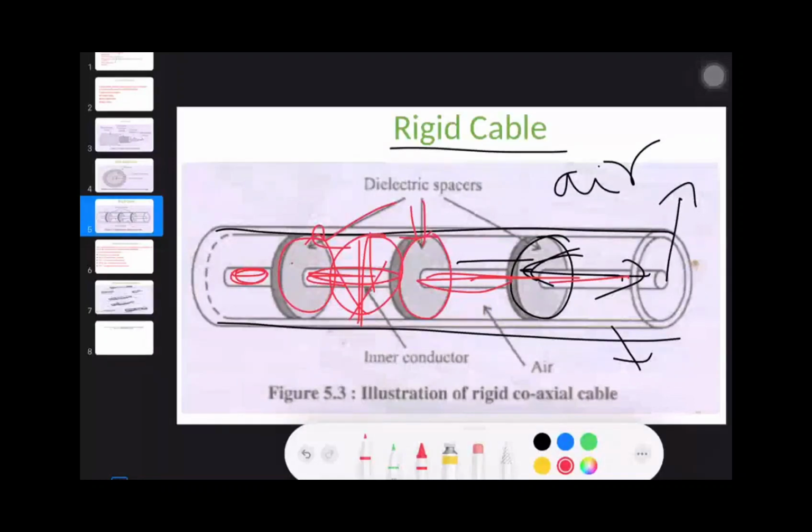So a rigid type of cable consists of the inner conductor and the outer conductor, and inside the cable there are dielectric spaces placed at equal distances, and the gaps between these spaces are filled with air. Whenever it is filled with air, it gives the property of rigidity. That's why it is difficult to fold the rigid type of cable for a smaller diameter. One example you can see is the optic fiber cables mounted on drums.